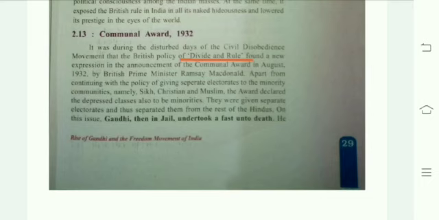And Gandhiji understood this very well, so he undertook a fast until death in jail. And he succeeded in getting the Poona Pact 1932 by getting joint electorates. And later on, he founded the Harijan Sevak Sangh against untouchability.